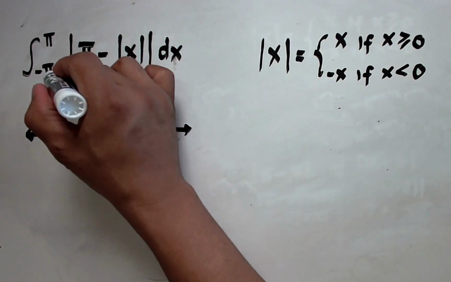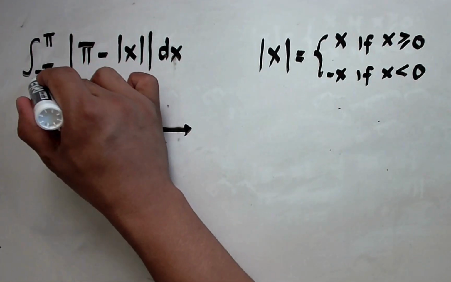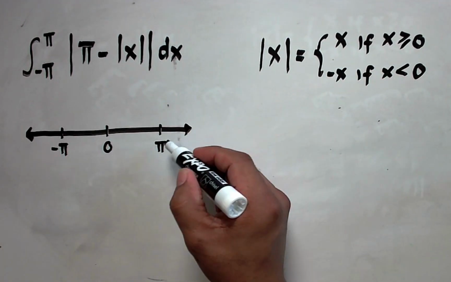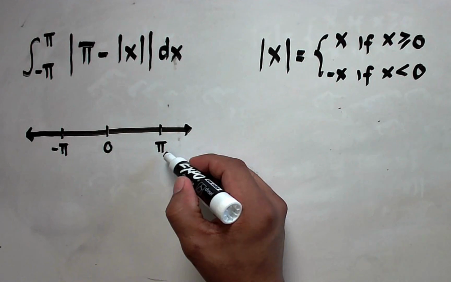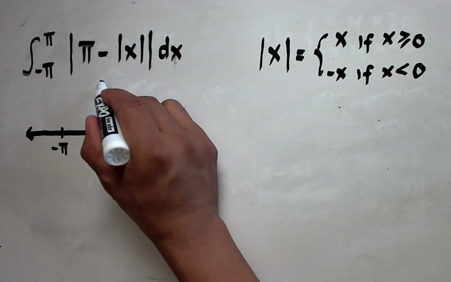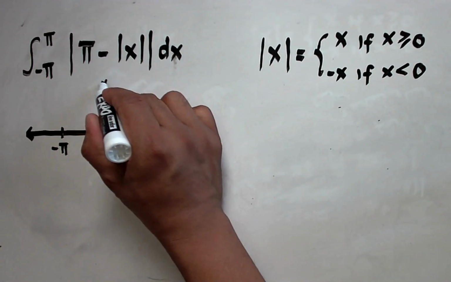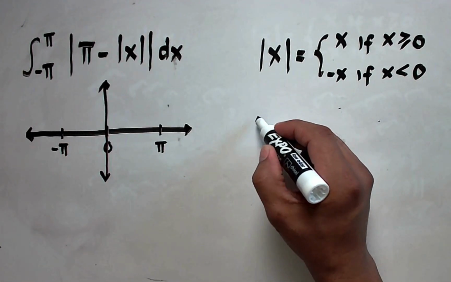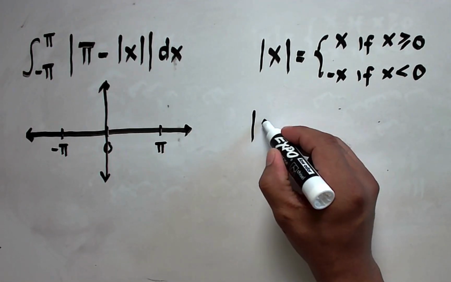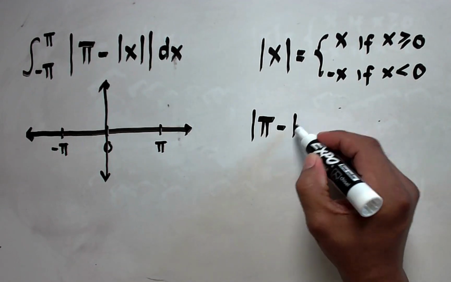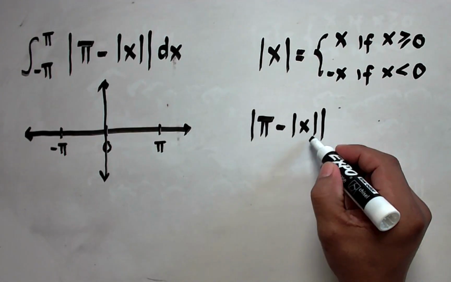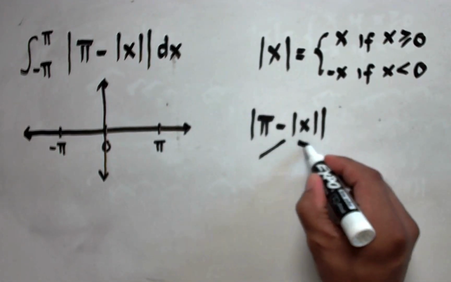That is, we are going to find the definite integral where the lower limit of integration is negative pi and the upper limit of integration is pi. And this is our function that represents the height of the function. So, let's take a look now at our function, the absolute value of pi minus the absolute value of x. We can evaluate this part, the absolute value of x, so we are going to analyze this.